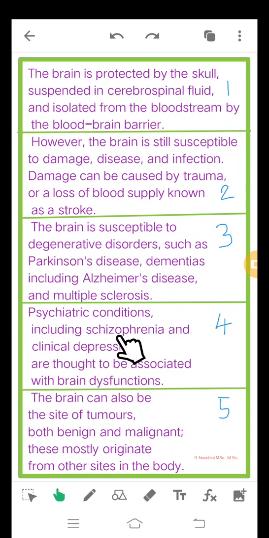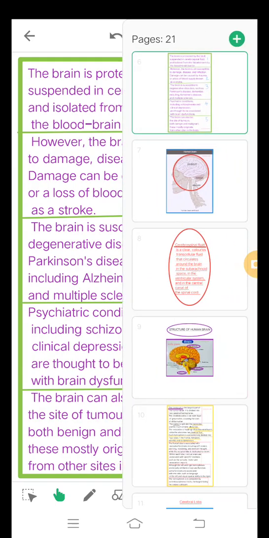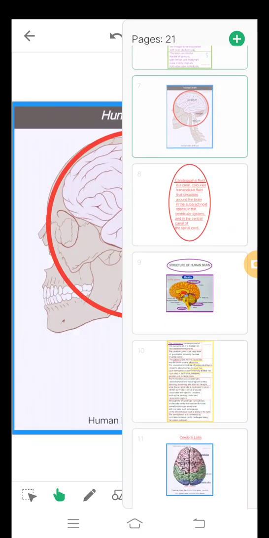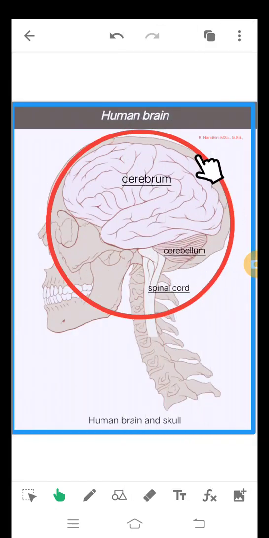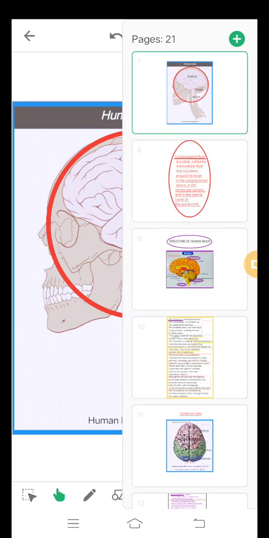Including schizophrenia and clinical depression are thought to be associated with brain dysfunction. Then the fifth point: the brain can also be the site of tumors, both benign and malignant. These mostly originate from other sites in the body. See, this is the skull and human brain.